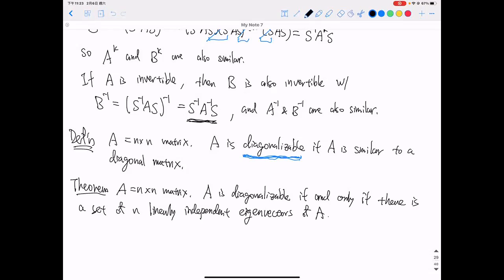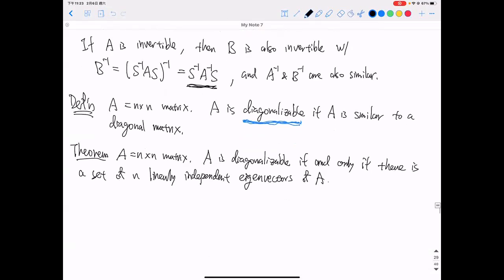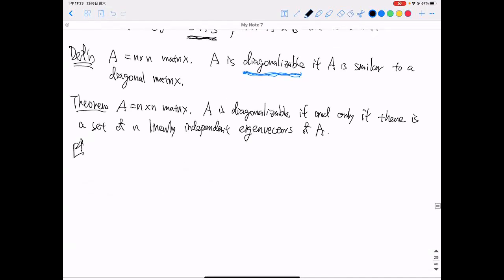Okay. And because we're working on n-dimensional spaces, R^n or C^n, having n linearly independent eigenvectors means that these vectors form a basis. So this is as much as we're going to say about what we're going to use eigenvectors for. Namely, we ultimately would like eigenvectors to form a basis, but that only happens when A is diagonalizable. Okay, now let's prove this theorem.